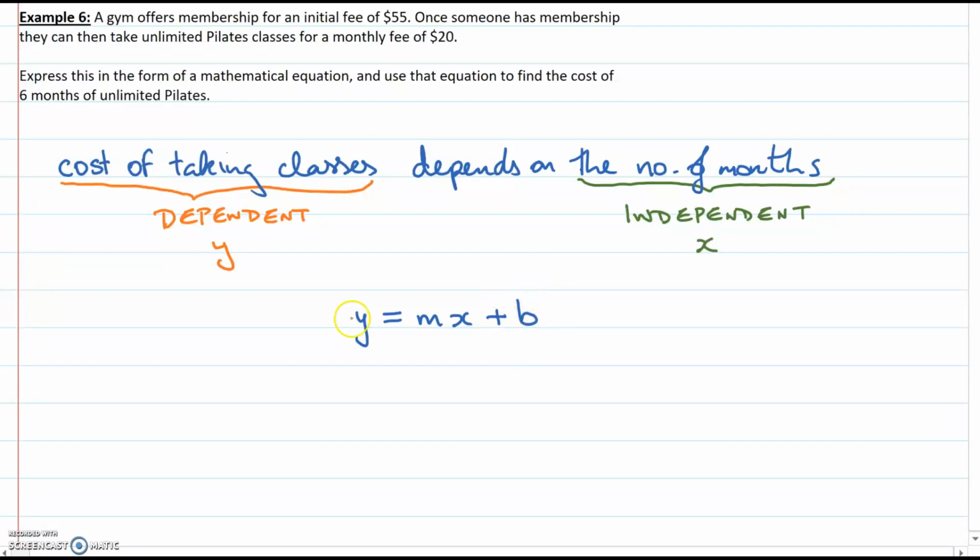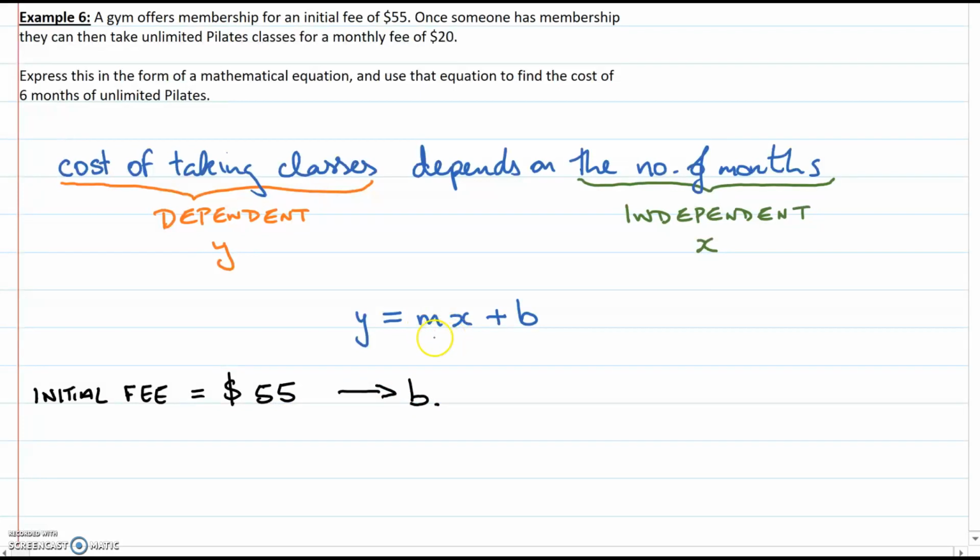Now, b is your initial value, okay, the initial value of y. Okay, so y was the cost of taking classes. The initial value of y before you start at all is $55. That's the initial fee. Okay, so the initial fee, your starting point, is $55, and the starting point is always b. Okay, that's always going to be b.